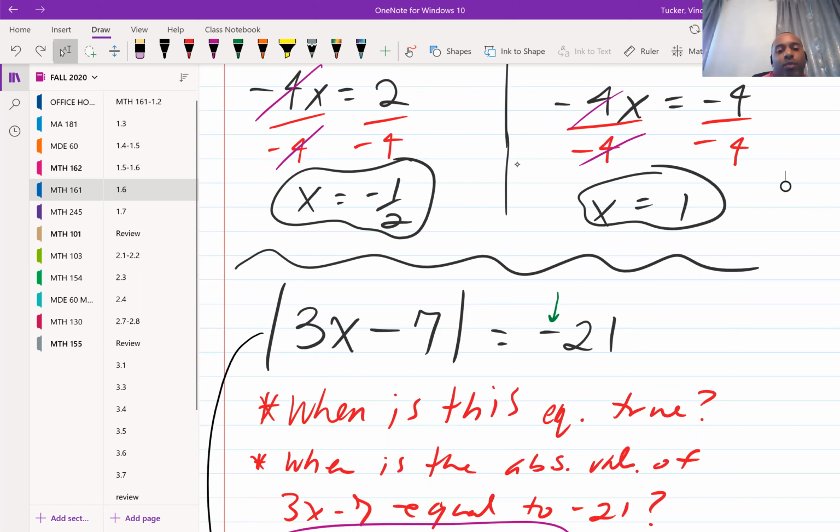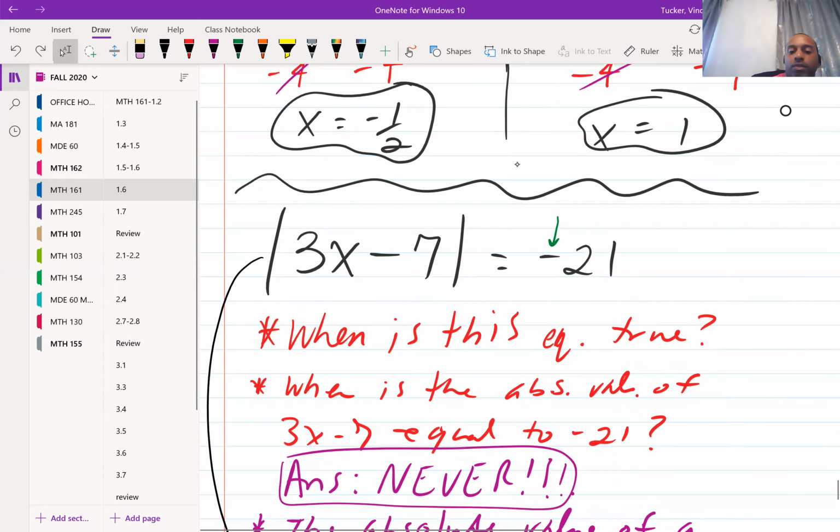We have the absolute value of 3x minus 7 equal to negative 21. So the key to this one is: when is this equation true? That's what we're supposed to be asking ourselves anyway. When is this equation true? When is this going to work? In this case, when is the absolute value of 3x minus 7 equal to negative 21? And the answer to this is never.